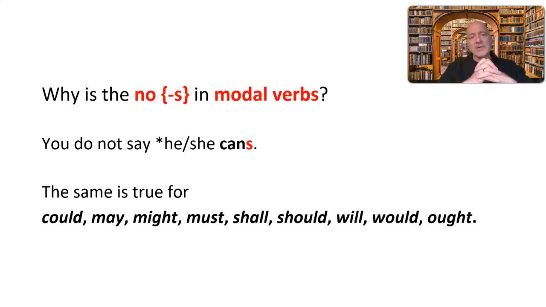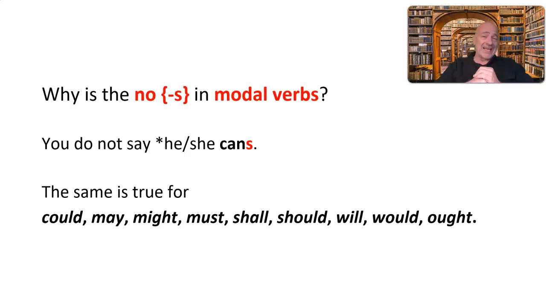Why is there no S in modal verbs? We could talk about this. With modal verbs, you cannot say he, she cans. You don't do that. And the same is true for all the other modal verbs we have here: could, may, might, must, shall, should, will, would, ought. No third person singular S. We don't have that.